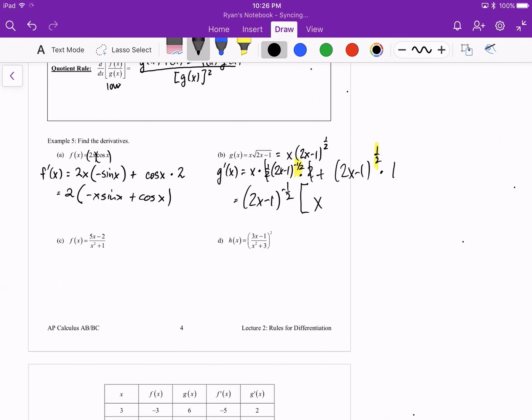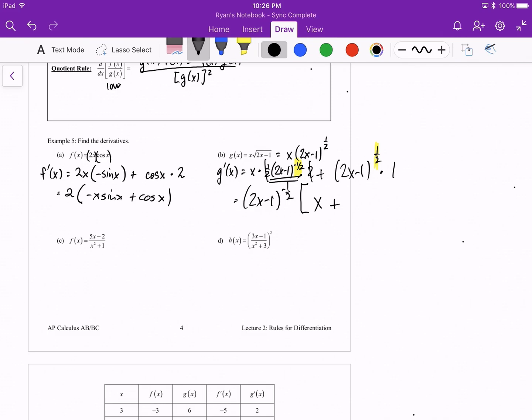And then this term right here, the 2x minus 1 to the negative 1/2, was already factored out. So really, the only thing left over from that first term is x. Now, from the second term, this is where it gets a little bit tricky. I started out with a 2x minus 1 to the 1/2. I took away negative 1/2 of those.